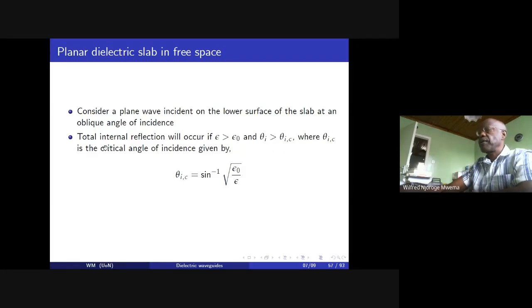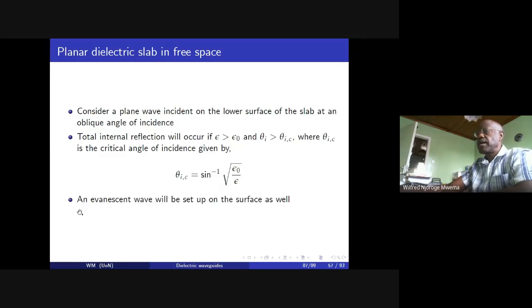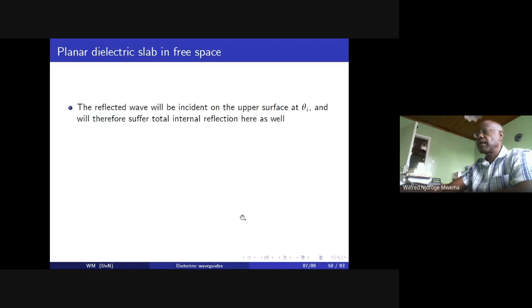So theta I will be the critical angle of incidence, and will be given by theta I of C equal to the arc sine of root epsilon naught divided by epsilon. So an evanescent wave will be set up on the surface as well. So the reflected wave will be incident on the upper surface at an angle theta I, and will therefore suffer total internal reflection as well.